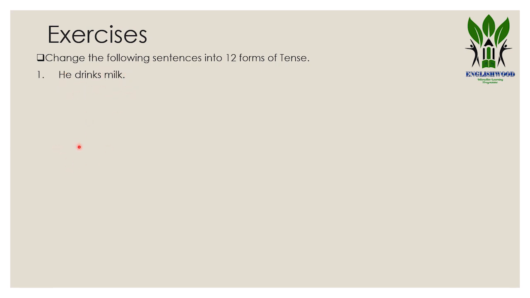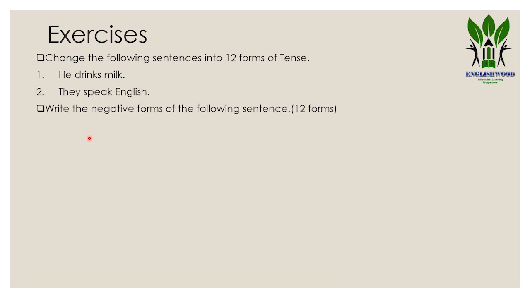The next, the continuous form. He is drinking milk. He was drinking milk. Okay, he will be drinking milk. And you can shift from tense to tense, and you can write serially present tense, past tense, and future tense. To practice yourself, they speak English, also change into 12 forms.